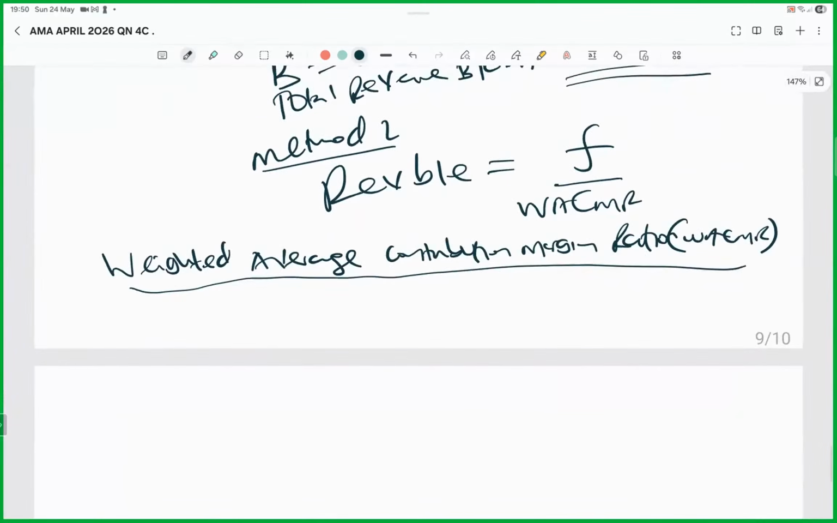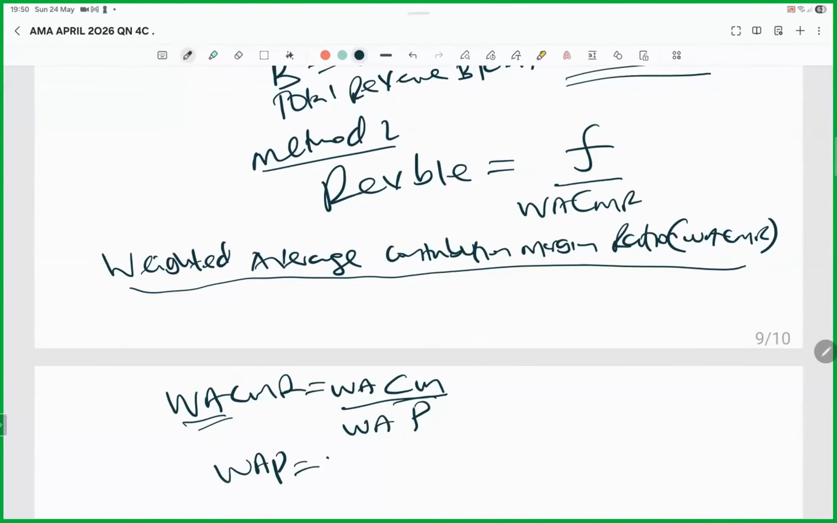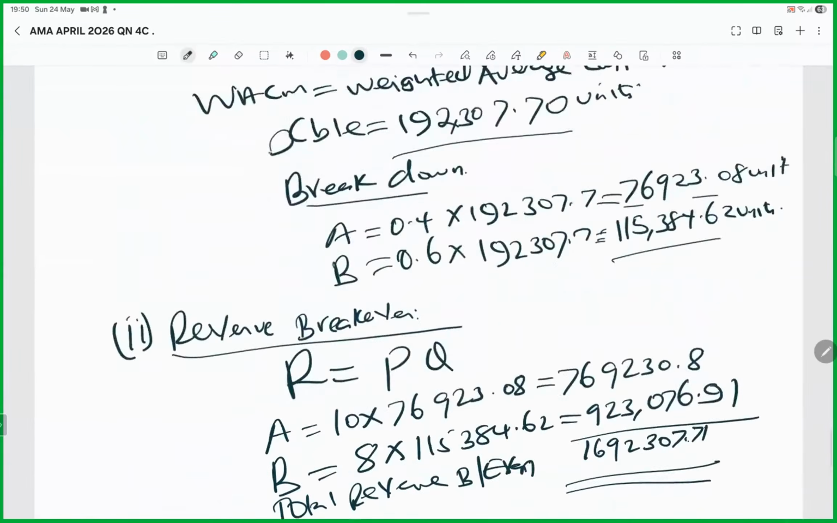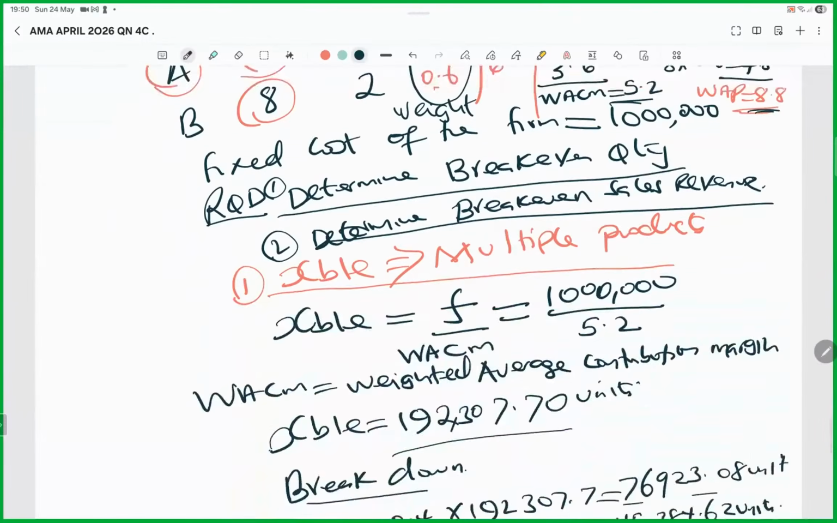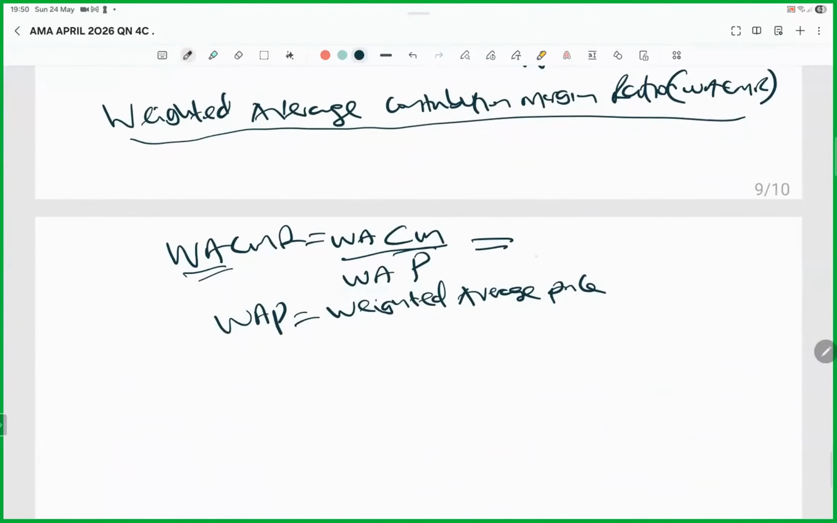They have known that WACMR equals, generally CMR is CM over P. But now we have weighted, so you should be able to give us WACM over WAP. WAP is weighted average price, which we got already. WACM is 5.2 and the WAP is 8.8. So this is 5.2 over 8.8. Please give me 4 decimal places.